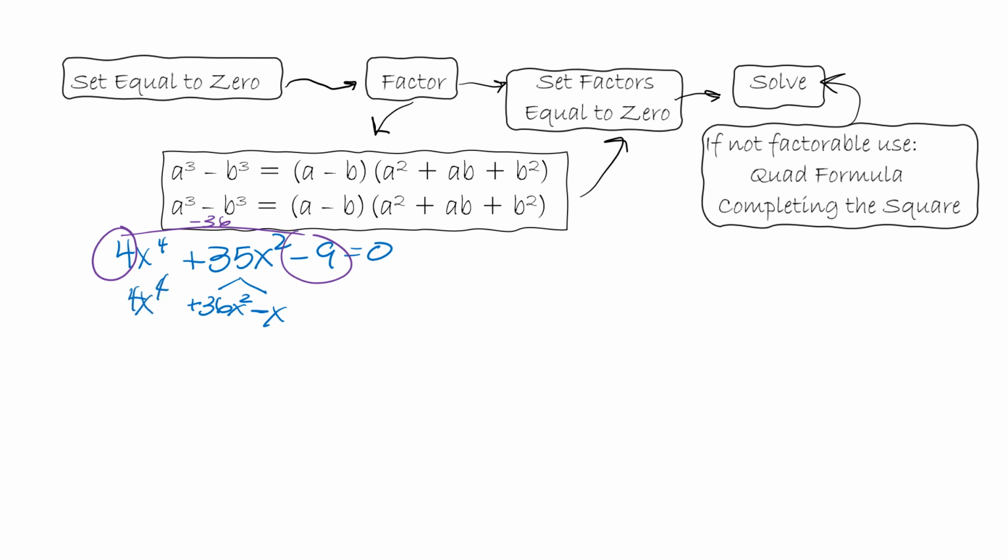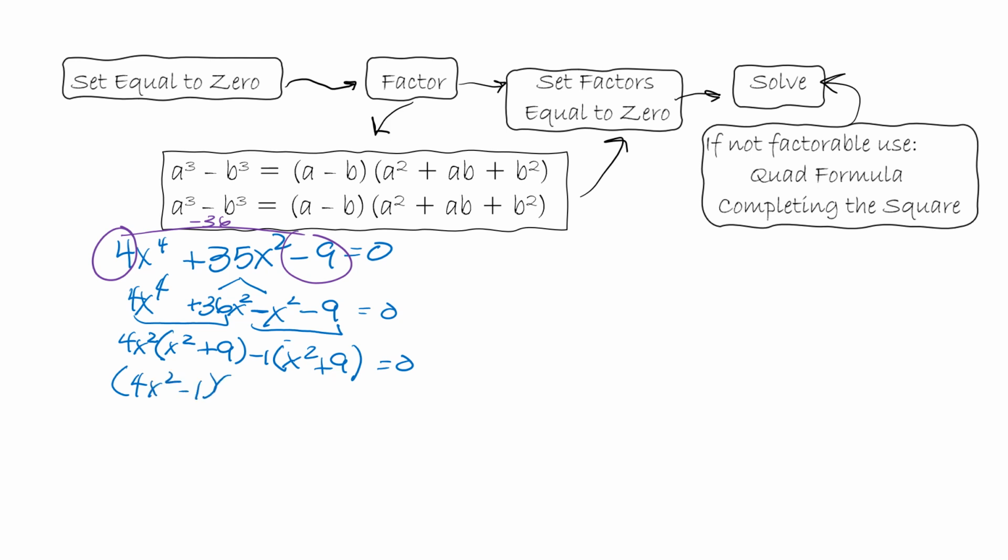So I get 4x to the 4th, and then minus 9, and bringing down the outsides. So we're going to do factor by grouping. Greatest common factor here is a 4x squared. And when I factor that out, I'm left with x squared plus 9. And the second pair, it's a negative 1. And it leaves me with x squared plus 9. That doesn't look like a squared. Okay, so my final factor is 4x squared minus 1 times x squared plus 9 equals 0.